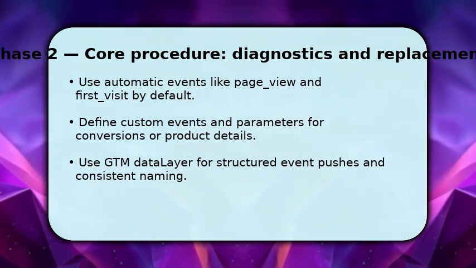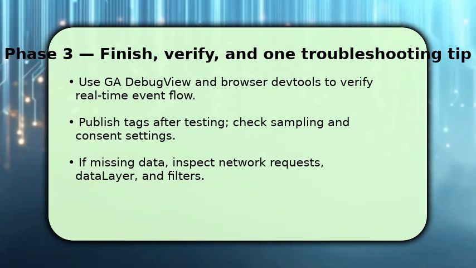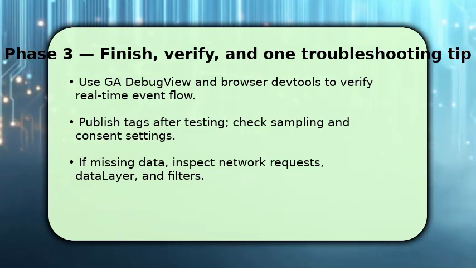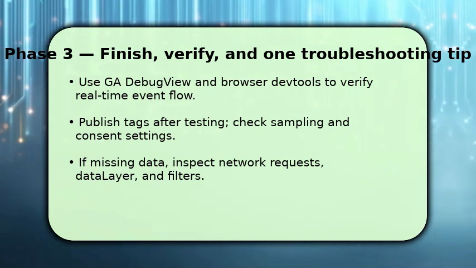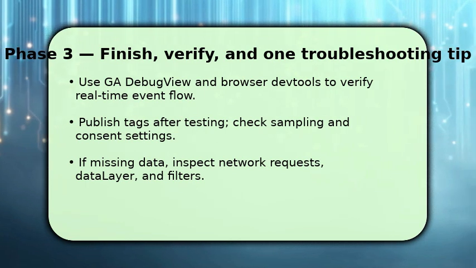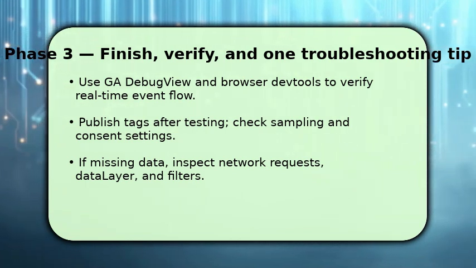Open Debug View and your browser DevTools Network tab to watch events and check that measurement protocol hits return status 204. Once verified, publish GTM changes and monitor real-time reports to confirm continuity.